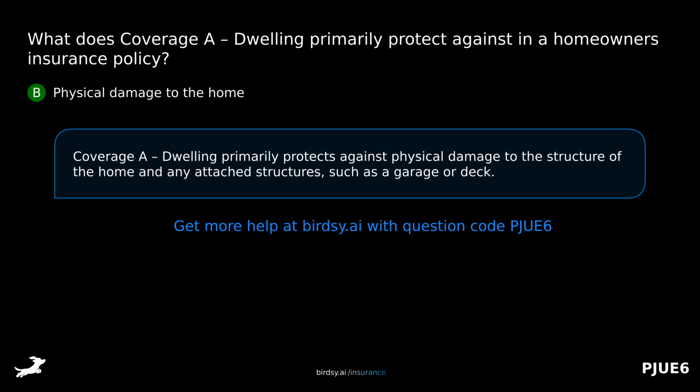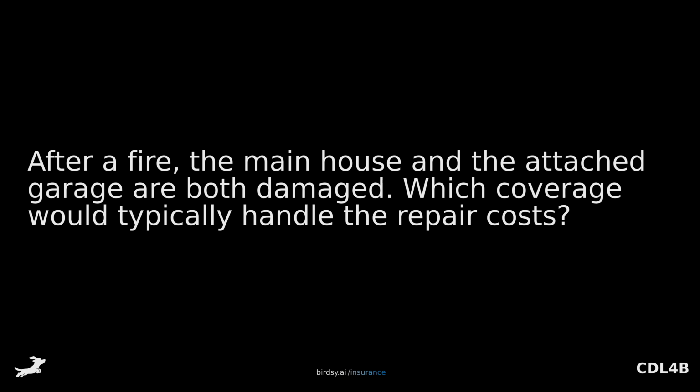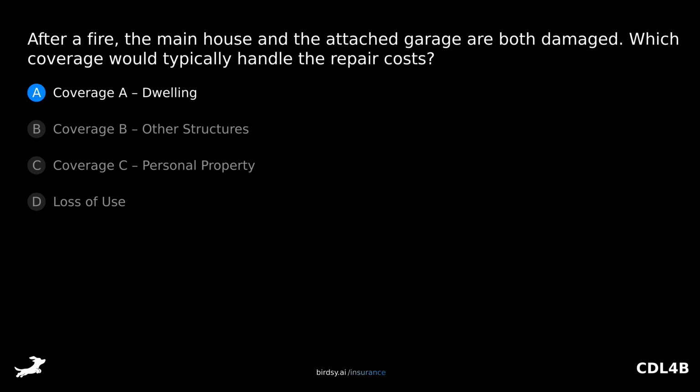Coverage A, dwelling, primarily protects against physical damage to the structure of the home and any attached structures, such as a garage or deck. After a fire, the main house and the attached garage are both damaged. Which coverage would typically handle the repair costs? Is it A, Coverage A, dwelling, B, Coverage B, other structures, C, Coverage C, personal property, or D, loss of use? The answer is A, Coverage A, dwelling.